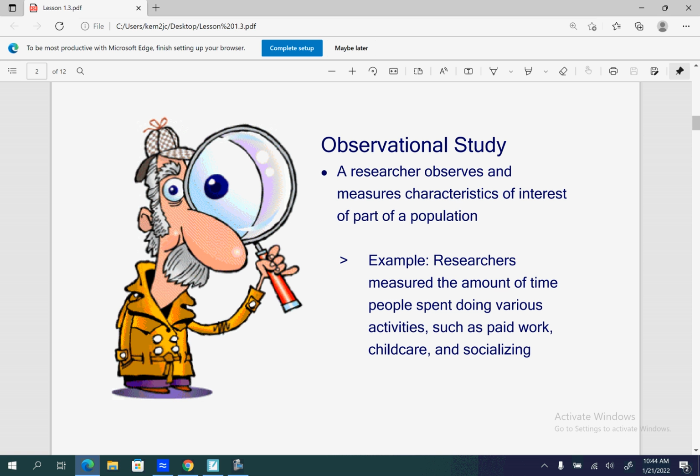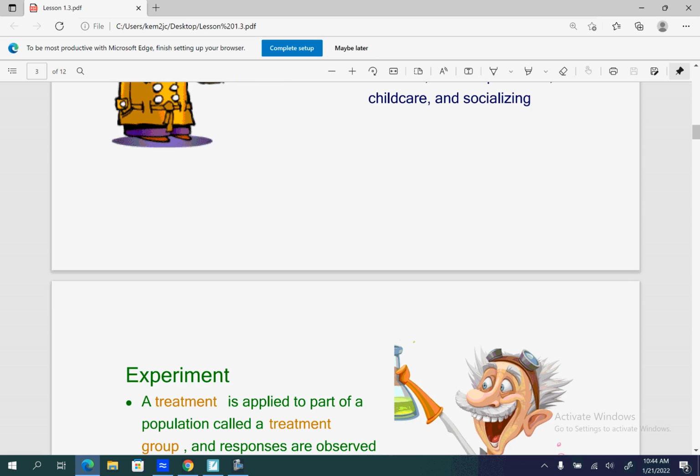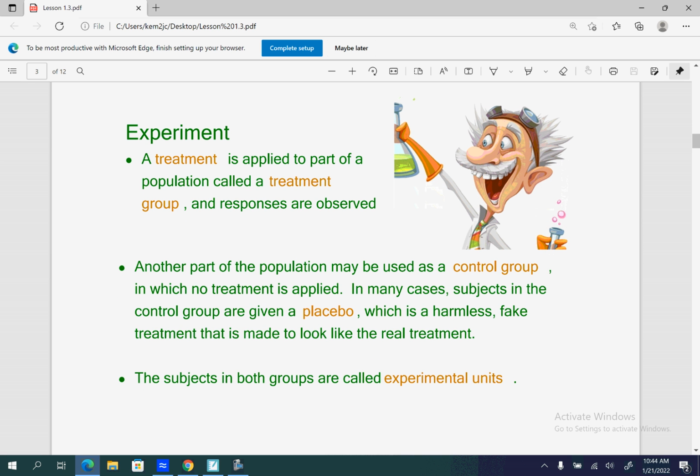An observational study is when the researcher does not affect the outcome in any way. They simply observe or they simply ask questions, but they're not changing the outcome in any way. Whereas in an experiment, the researcher is applying what we call a treatment, and then they're looking to see how that treatment affects whoever they are choosing to be part of their population or sample.